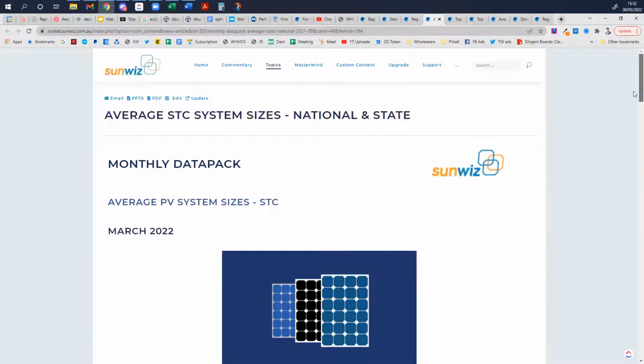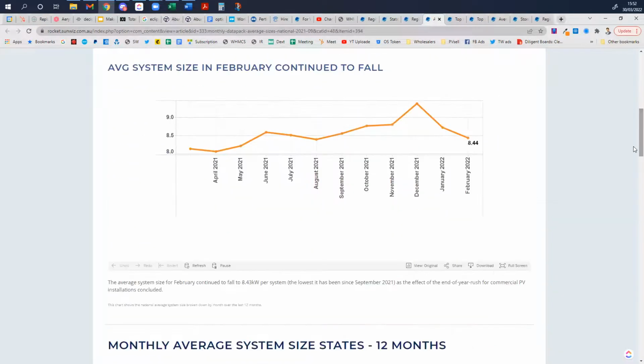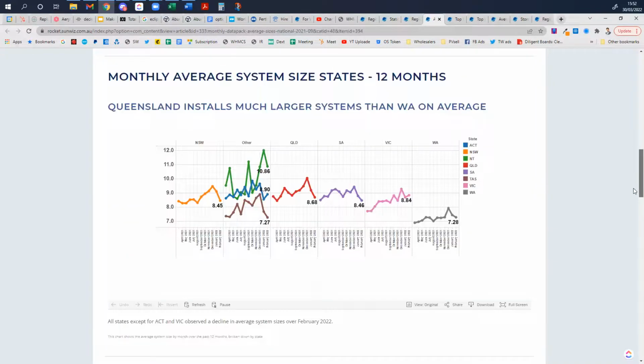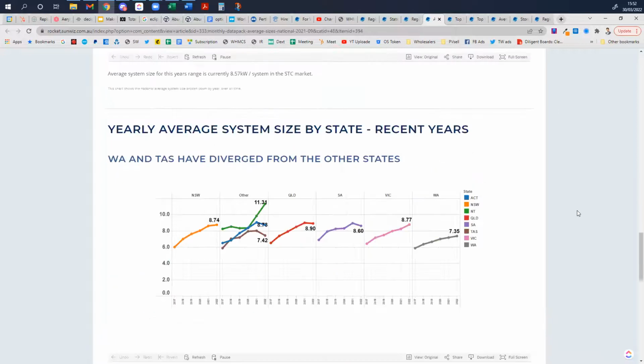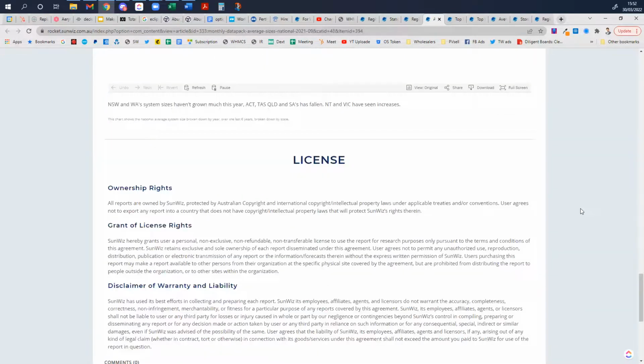Next, we are providing some information on average system sizes. We've already shown you distribution of system sizes, but breaking that out average by state and seeing what happens on an annual basis, even by state as well.